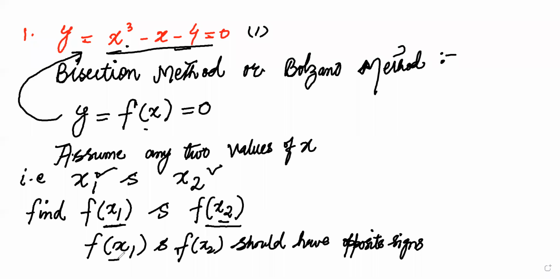That is, if you substitute the value of x1 in this equation and f of x1 is less than 0, then f of x2 should be greater than 0. Or if f of x1 is greater than 0, f of x2 should be less than 0. That is, the signs of f of x1 and f of x2 should be opposite.